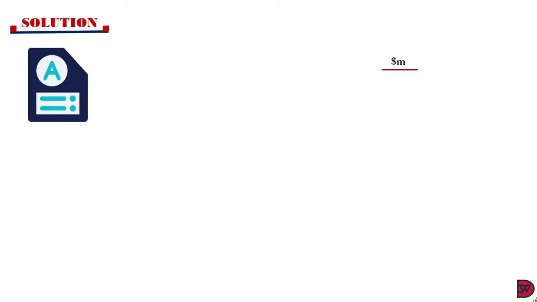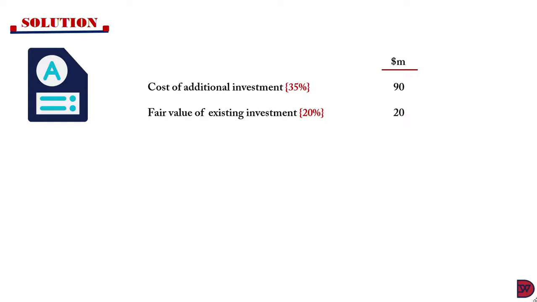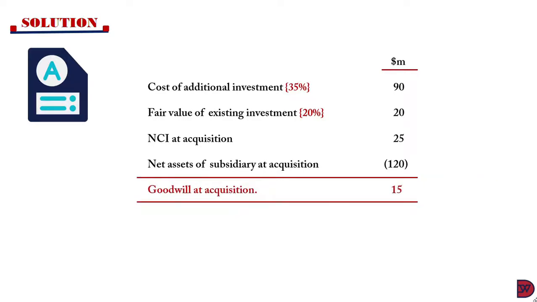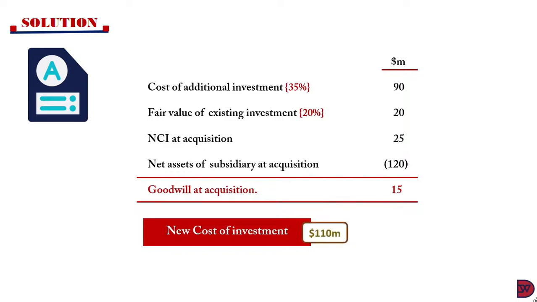So for solution, we start by bringing the cost of the additional investment, that is the 35%, which was stated in the question as $90 million. We add the fair value of the existing 20%, which was $20 million in the question. We add the non-controlling interest at the date that the 35% was acquired, $25 million. Then we less the net assets of the subsidiary, which is Donald, at acquisition, $120 million, which will provide goodwill at acquisition of $15 million. For the new cost of investment, it's going to be $110 million, which is the sum of the $90 million extra investment made plus the fair value of the existing investment, which was $20 million in the question.